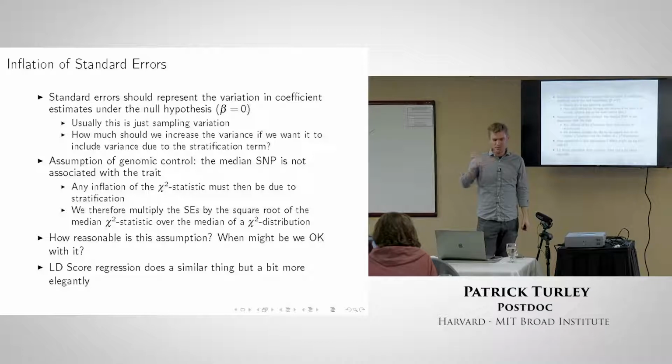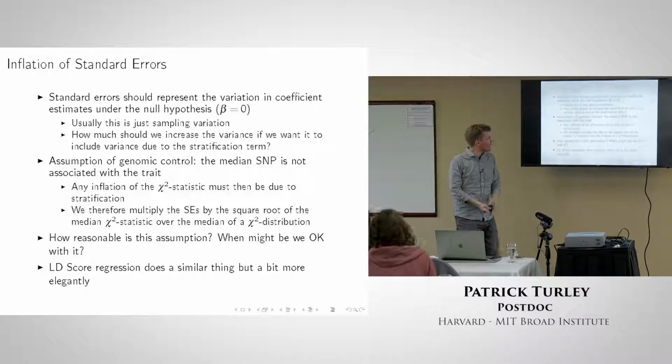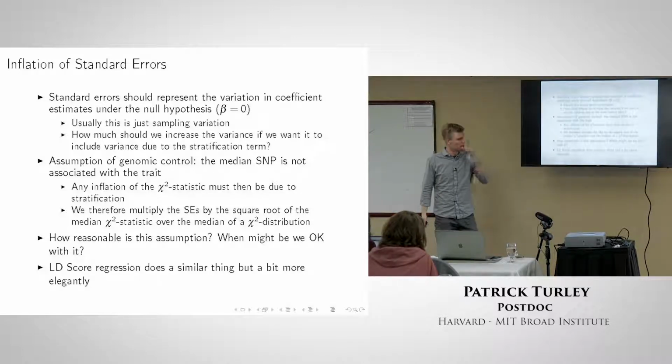So we'd only call a SNP true 5% of the time if the only thing that's making it deviate from 0 is sampling variance and bias. So that's the intuitive rationale of why you'd want to do this. The original way that this was done was something called genomic control.